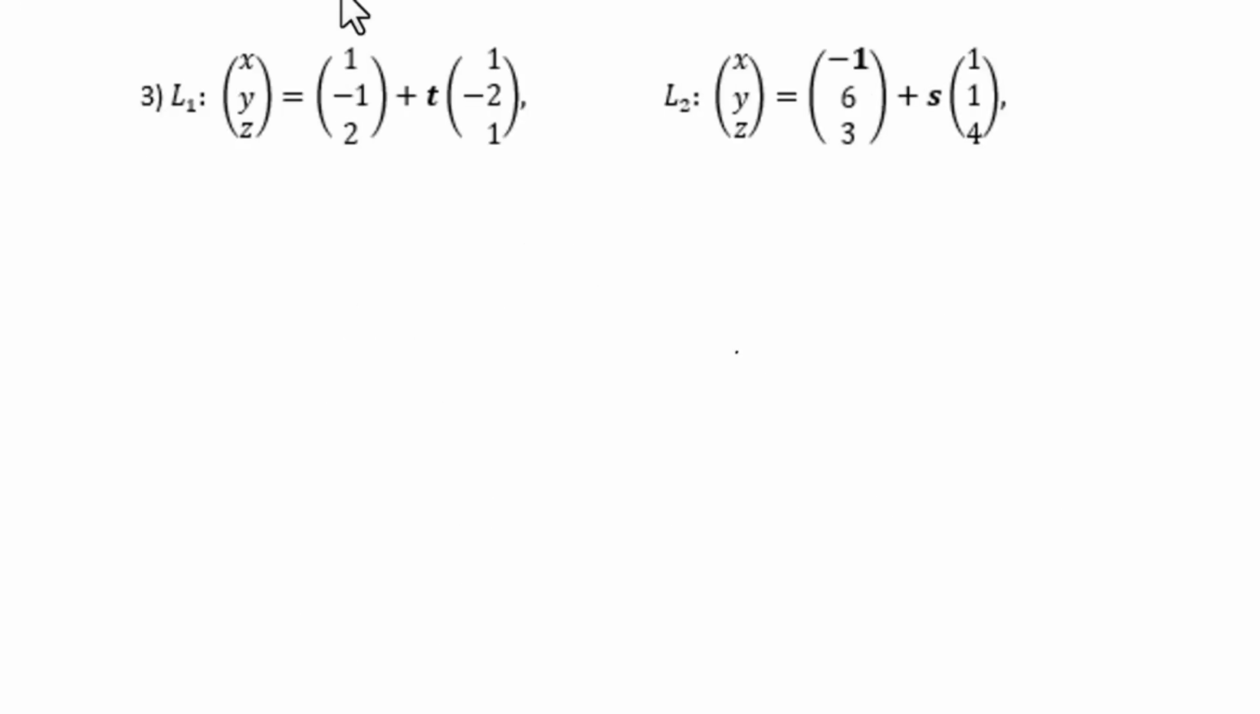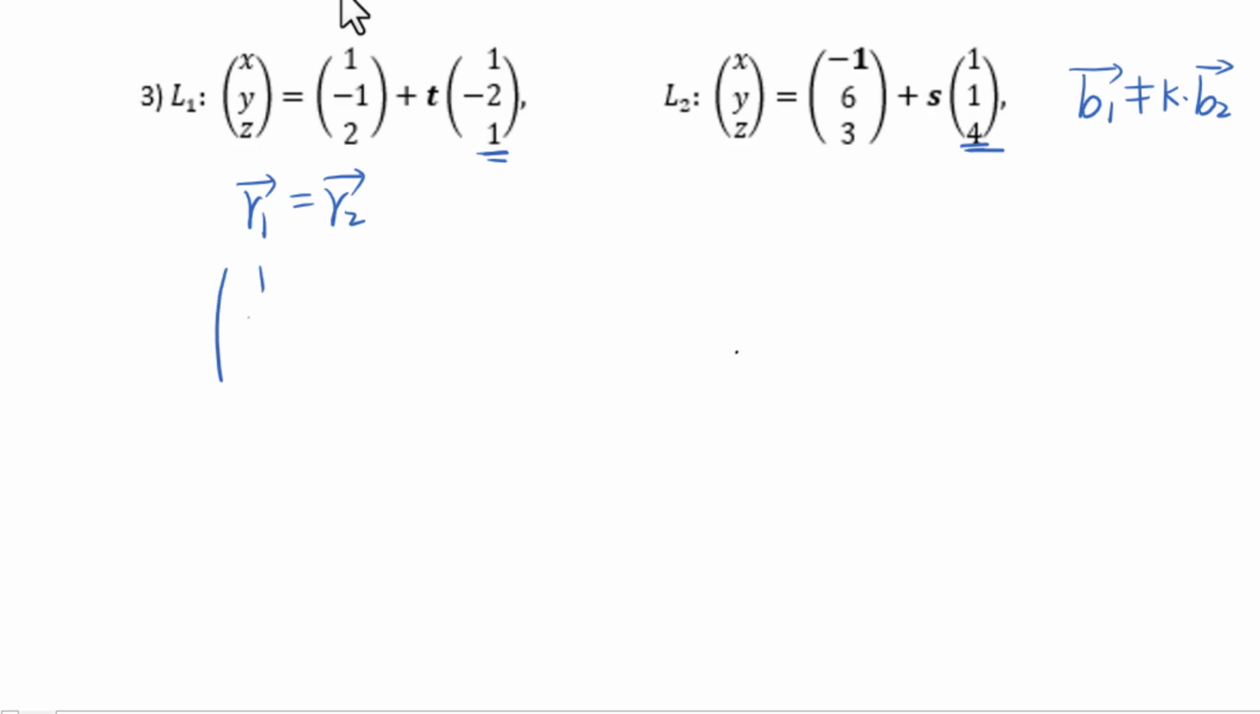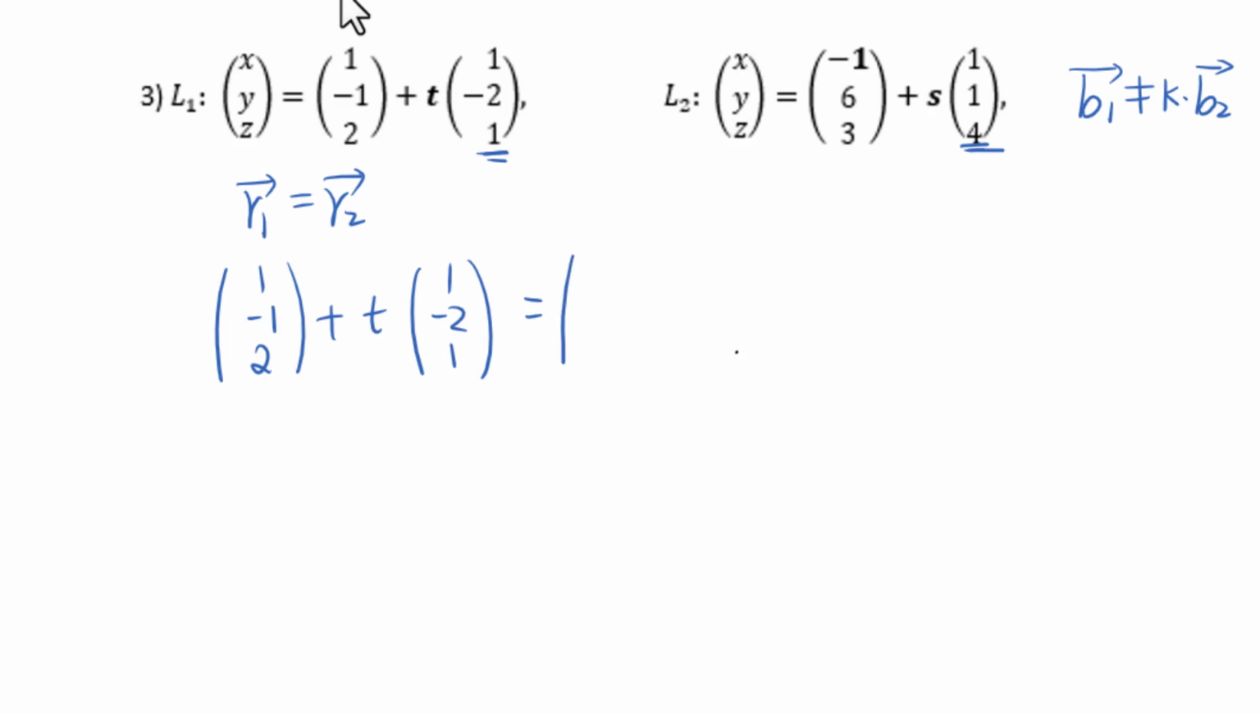Let's go to number 3. First of all, let's check the direction vector. B1 is not equal to k times b2, so either intersect or skew. We will set up R1 equals R2, which means (1, -1, 2) plus t(1, -2, 1) equals (-1, 6, 3) plus s(1, 1, 4).